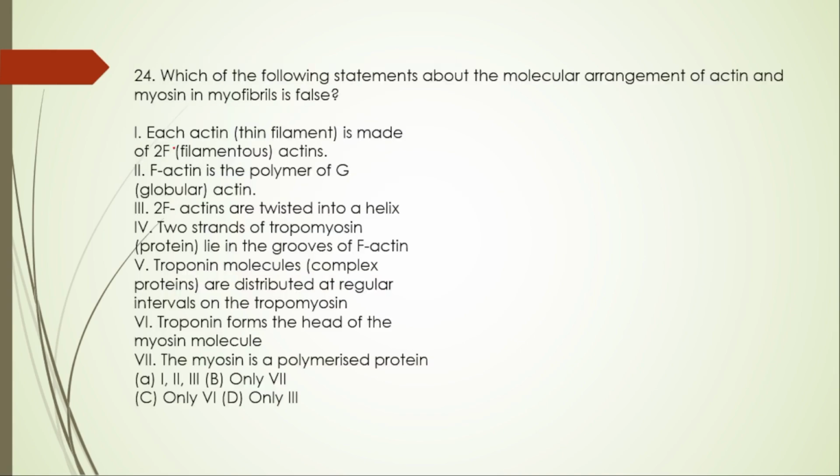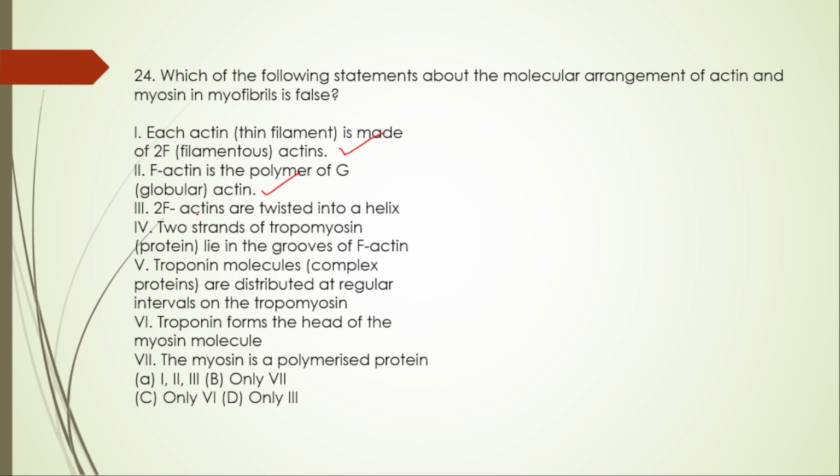Next one, that is 24th one. Which of the following statements about the molecular arrangement of actin and myosin in myofibril is false? First one, each actin is made up of two filamentous actins. Yes, this one is right. Second one, F actin is the polymer of G actin. Yes, this one is also right. 3.